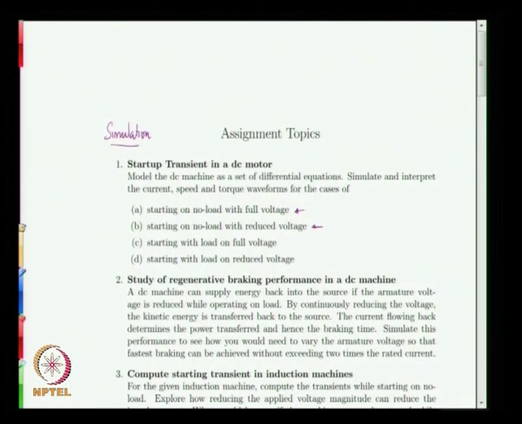How does the acceleration, the duration for acceleration, how long is it with reduced voltage, how much is it with full voltage, and what happens when you start the machine with load as against no load, and with load on reduced voltage? So all this will give a good idea of the dynamics of DC machines as against what we have studied and experienced in the lab.